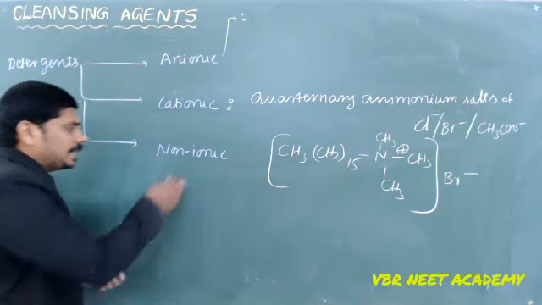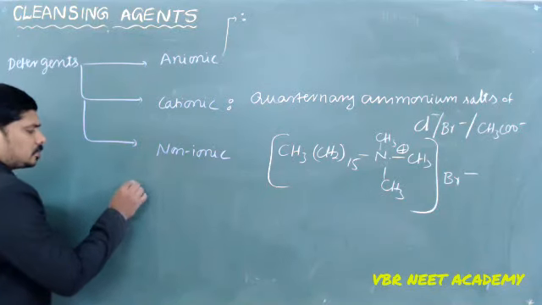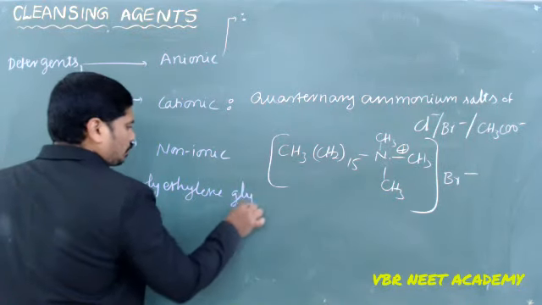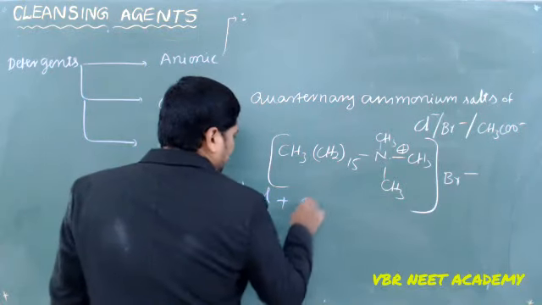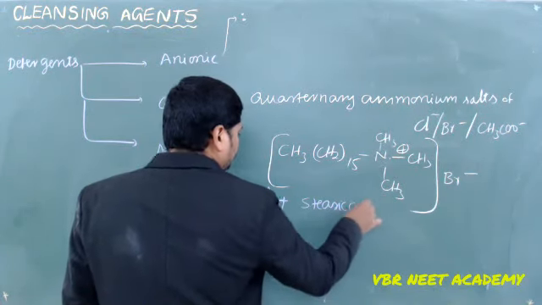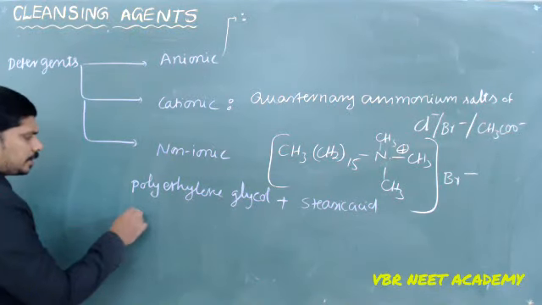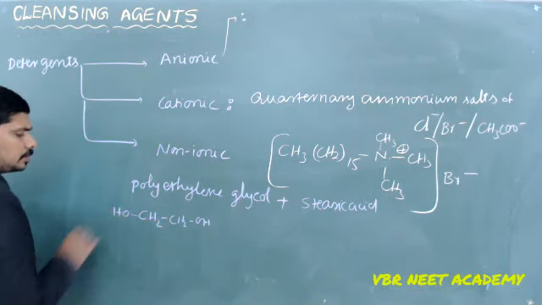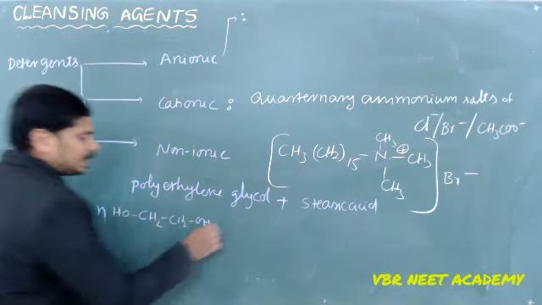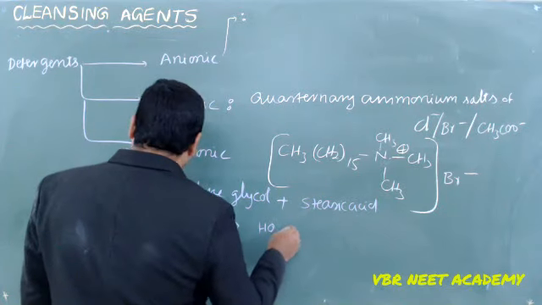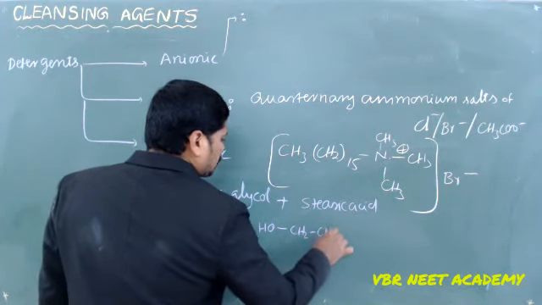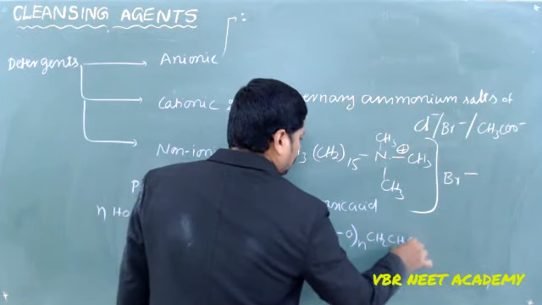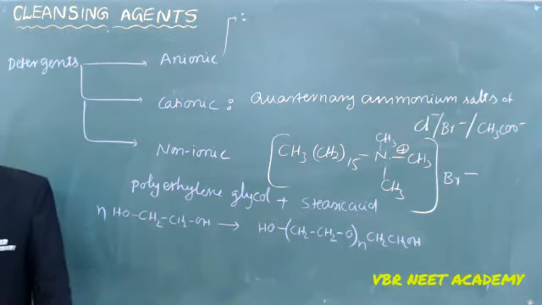That is cationic. And coming to the non-ionic detergent, the non-ionic detergent is made from polyethylene glycol plus stearic acid. So we are going to take polyethylene glycol, HOCH2CH2OH, where n number of units get added: HO-(CH2CH2O) repeating n times-CH2CH2OH. This is called polyethylene glycol.